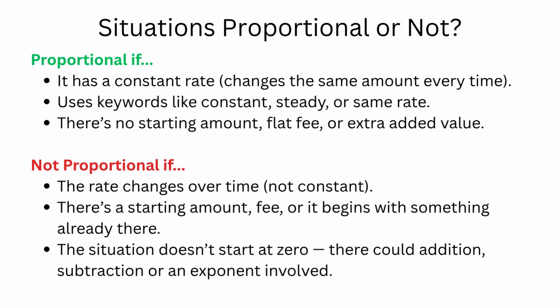Let's sum it up. A relationship is proportional if it has a constant rate or ratio, uses keywords like constant, steady, or same rate, and it starts at 0, nothing extra added on. A relationship is not proportional if the rate changes, there's a starting amount or flat fee, or something else is involved, like addition, subtraction, or an exponent.